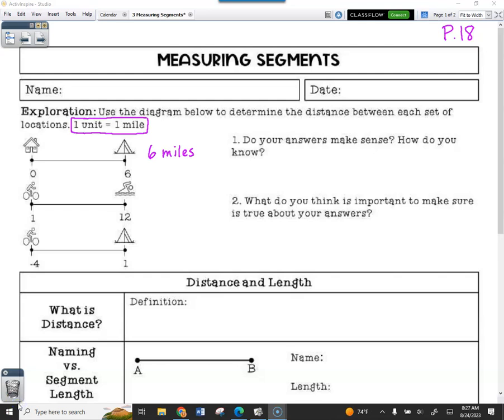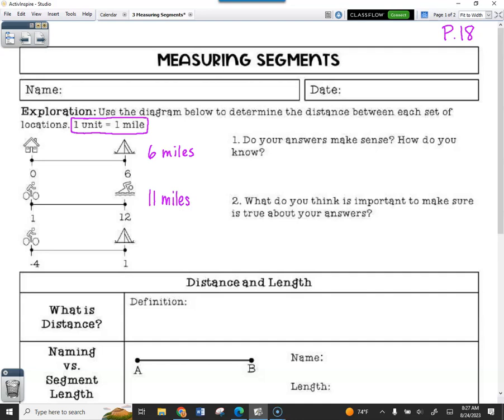So if we had a map and we had the biker at unit 1 and the swimmer at unit 12, what would the distance between them be? How many units would be between them? 11 units. So how many miles is between them? 11 miles. Because it's at the 1 and it's counting to the 12, so that's 11 units of space between.